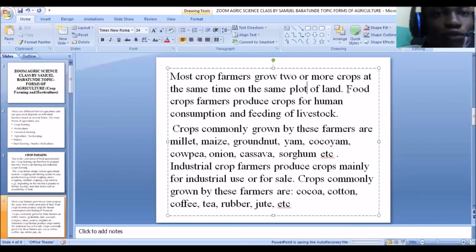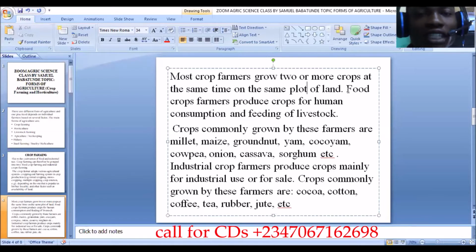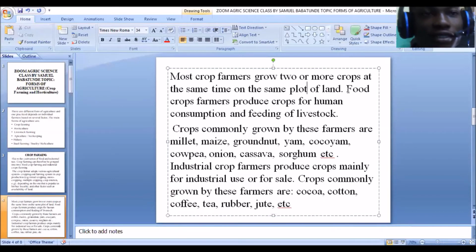Now, this is the aspect of food crop farmers. The food crop farmers produce food for the main purpose of consumption. The main purpose why these food farmers produce crops is for consumption, and not just for human consumption alone, but for feeding of the livestock. Remember, these livestock are also animals, and they need to feed. For them to stay alive, for them to grow, they need to feed. So these food crop farmers do not only produce food for humans, they produce food for the livestock. So the main purpose of food crop farming is food consumption for humans and for livestock.